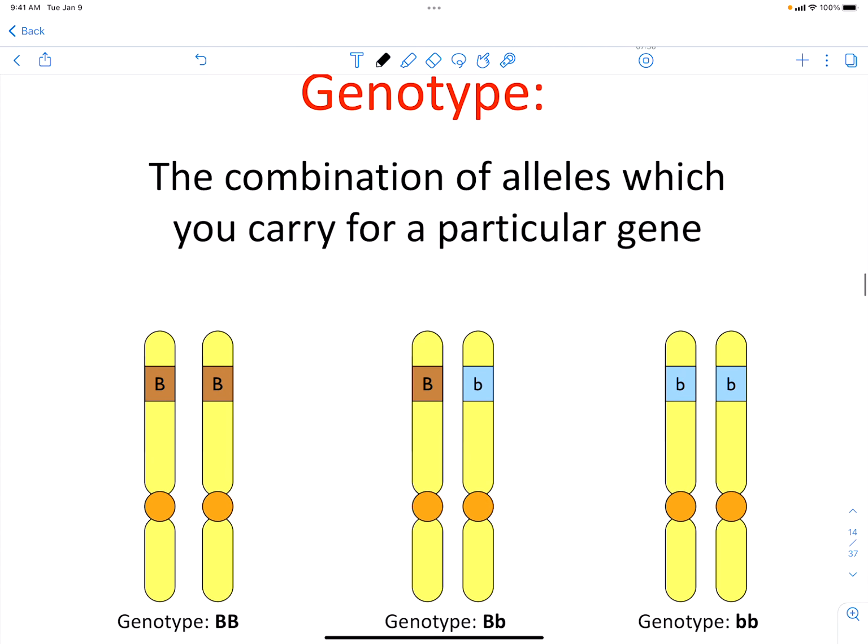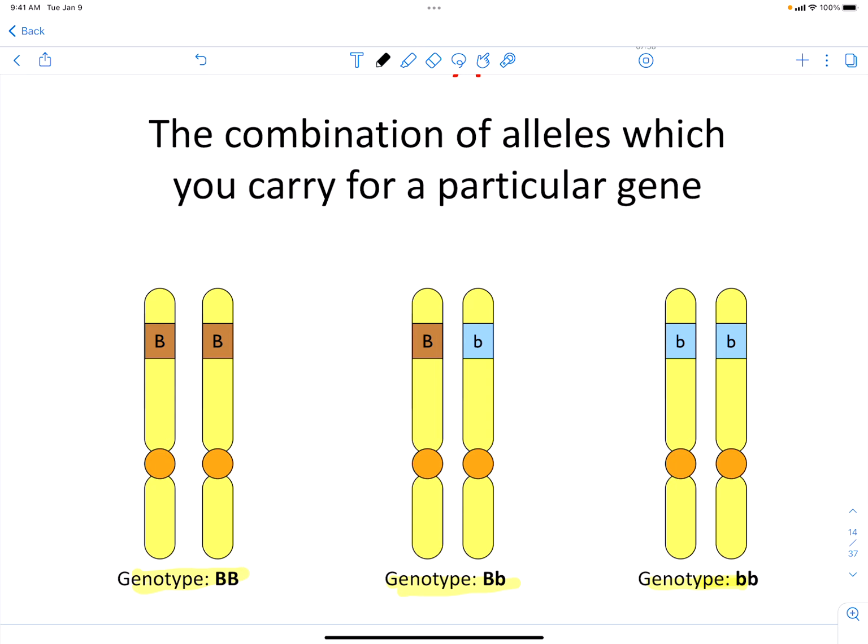A genotype is a combination of alleles for a particular gene. So here we have a genotype of big B, big B. Here we have a genotype of big B, little b. And here we have a genotype of little b, little b. Here we have a homozygote, which has the same allele, big B, big B. Here we have a heterozygote, big B, little b, and here is another homozygote.